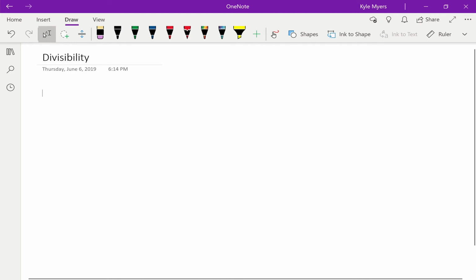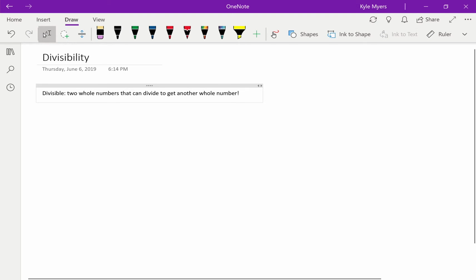So I'll write down a working definition here. If it's divisible, that means you have two whole numbers, we'll just say whole numbers because it doesn't really matter if it's positive or negative, that can divide to get another whole number. That's basically what it means to be divisible.